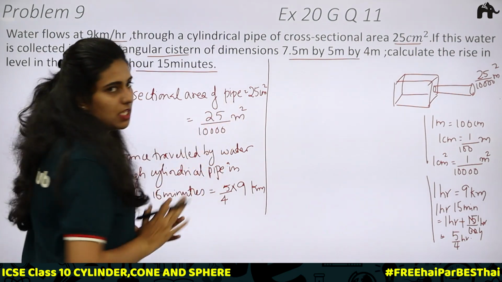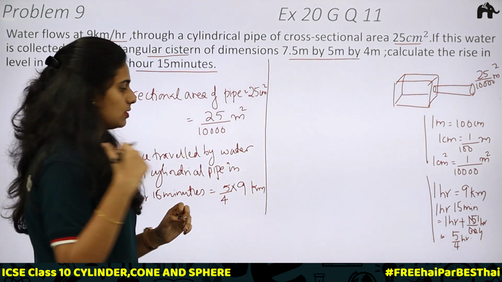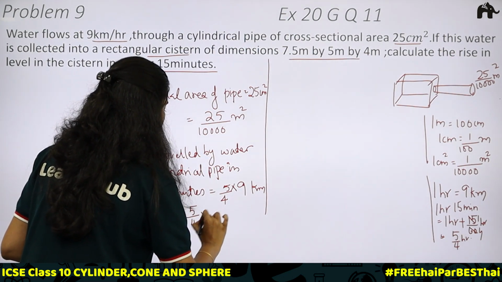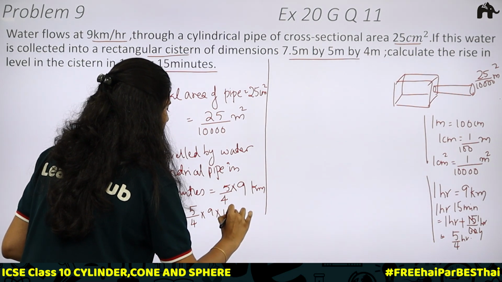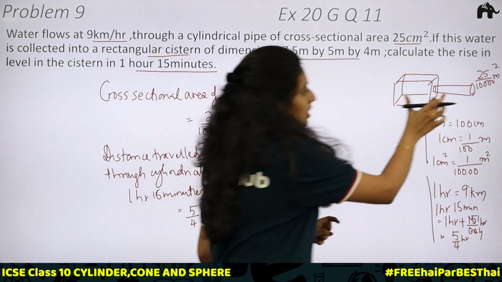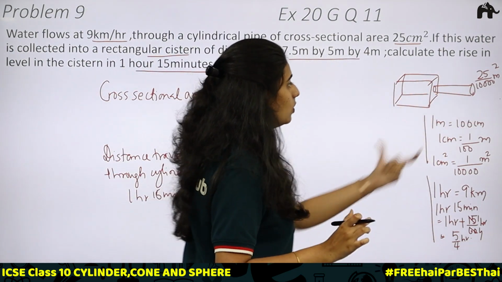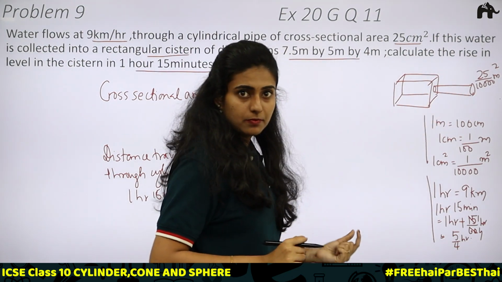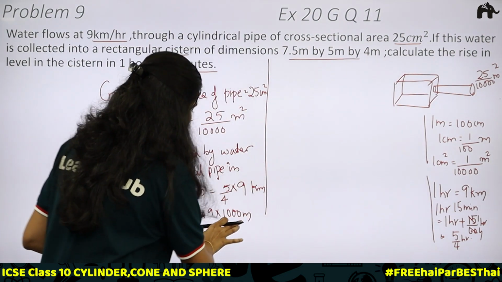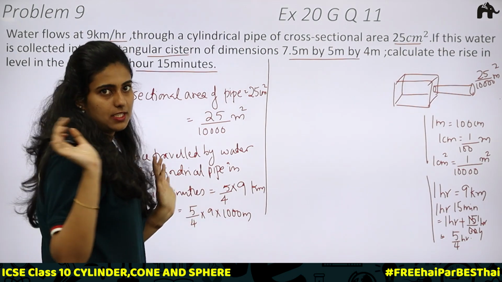We need everything in meters. To convert kilometers to meters, we need to multiply with 1000. That will be equal to 5 by 4 into 9 into 1000 meter. This is the distance the water travels from here to here, which means it will be equal to the height of the cylindrical pipe, or the length of the pipe. So the length of the pipe is 5 by 4 into 9 into 1000 meter.